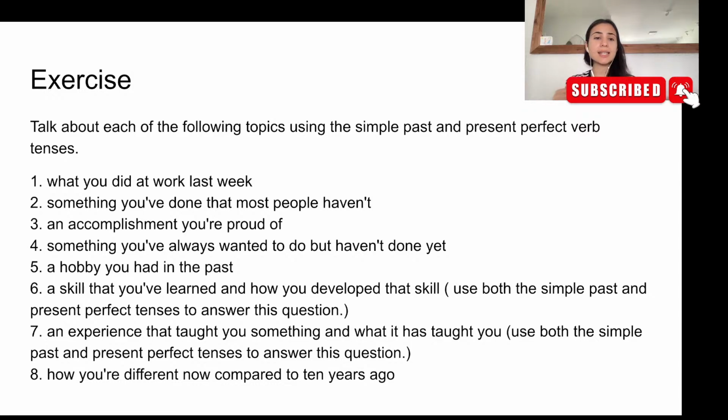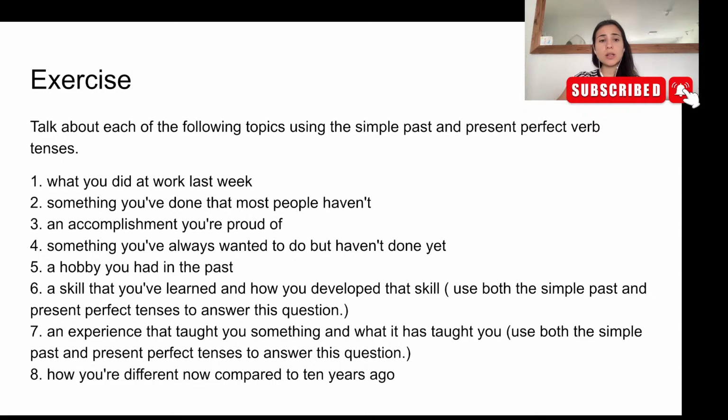All right, let's get into the exercise. I want you guys to participate and add some examples in the live chat if you can. Okay, so I want you to talk about each of the following topics, if you can, or just choose a few of these. And I want you to use the simple past and the present perfect tense. So depending on which number you choose to do, or if you choose to do all of them, you're going to either use the simple past or the present perfect.